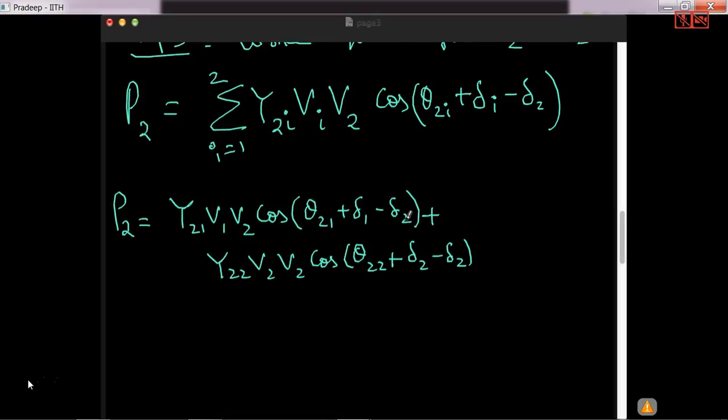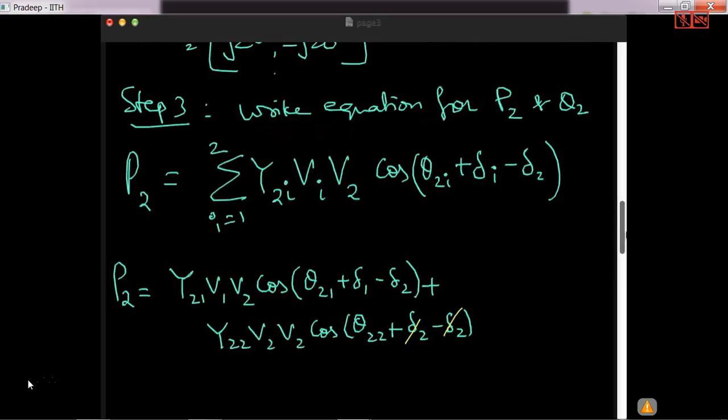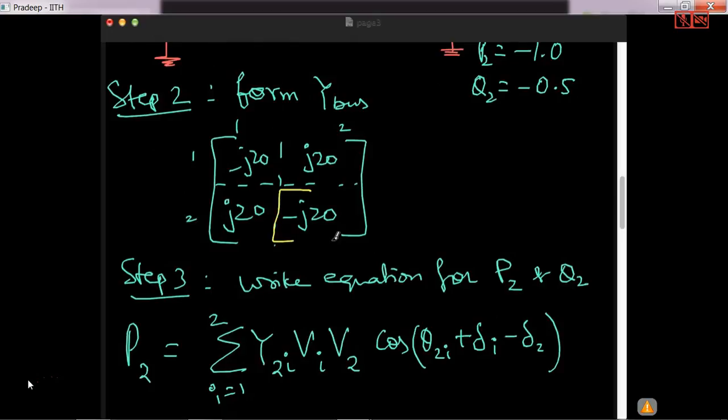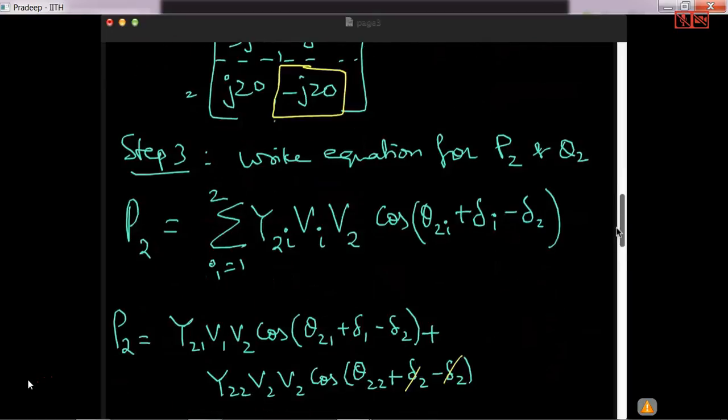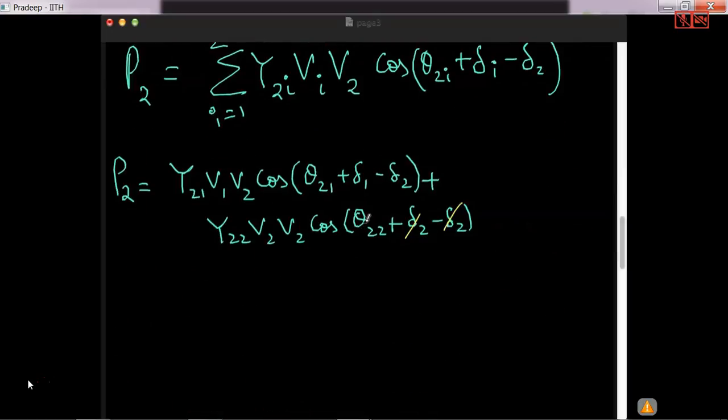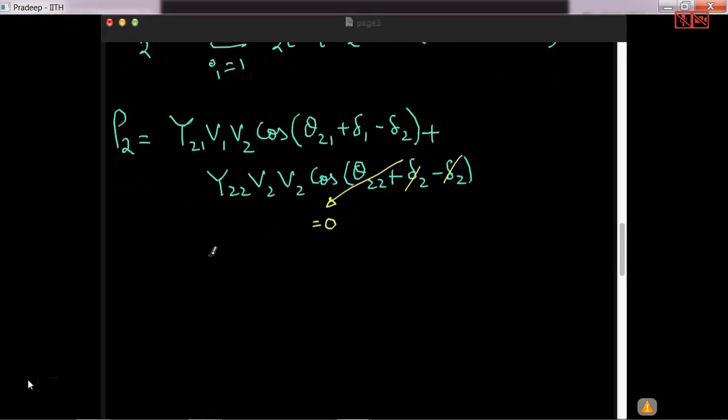So this is P2. Now, if you look at the Y bus, see this delta 2 cancels each other. Look at the Y bus and look at the theta 22. So if I go back to Y bus, this is the Y22 element. Here, the angle is minus 90 degrees. So what is cos of minus 90? It is 0. So cos of 90 degrees or cos of minus 90 degrees is 0. So this entire term will become 0. So finally, I have only one equation, that is P2 is nothing but the first term.